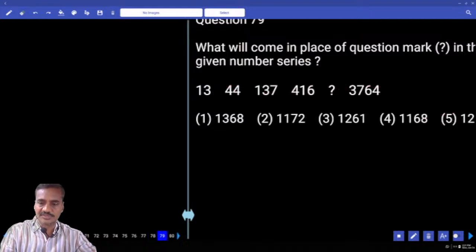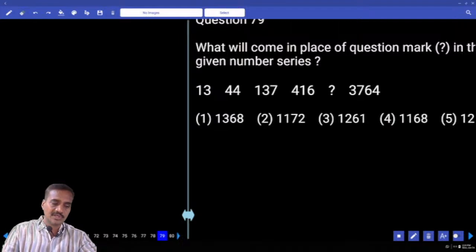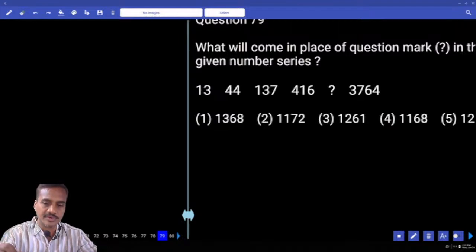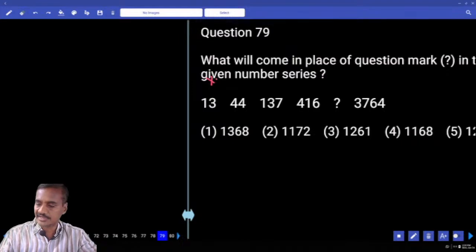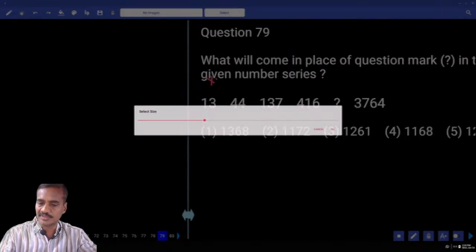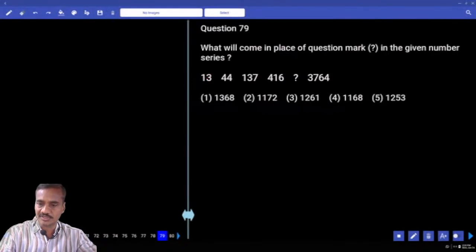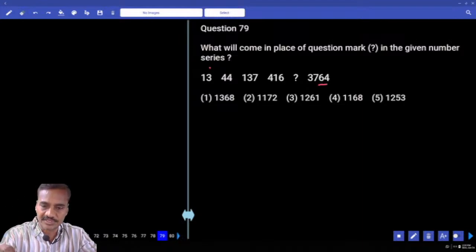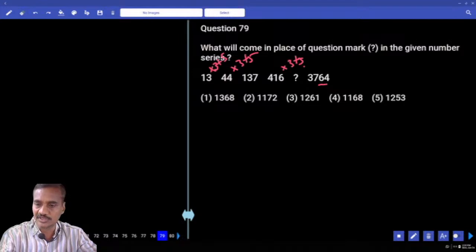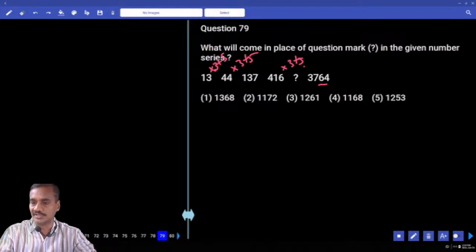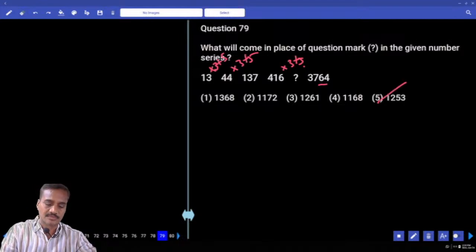Now in this 79: 3, 13 and 44. Now 13 into 3. And which category does it come under here? Combination. 13 into 3, 39. 39 plus 5. 44 into how much? 3, 132 plus 5. And similarly here again, into 3 plus 5. 16 into 3, 45 plus 5, 53. 53, choice 5 is the answer.